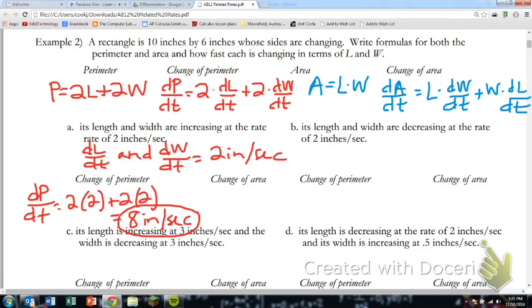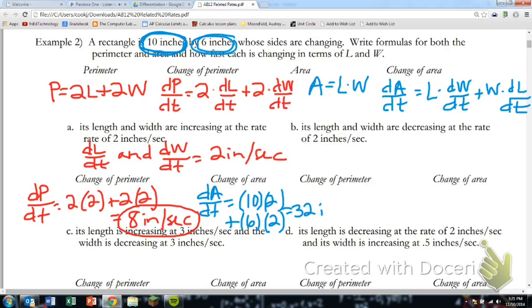The change in area, we would use our change in area formula that we found up here. dA/dt is equal to the length times the change in the width. So the length was 10 inches up here, and the change in the width was 2, plus the width, which was 6 inches, times the change in the length, which was 2 inches per second. So this is going to be 20 plus 12. This is going to be 32 inches squared per second.